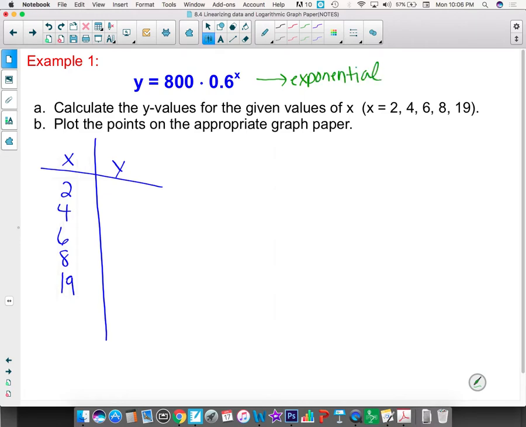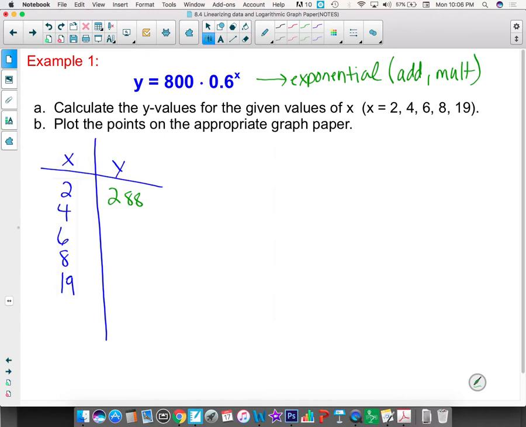Exponential, so your pattern for exponentials are add, multiply. Alright, so let's get our points here. So I plug a 2 in. We get 288.